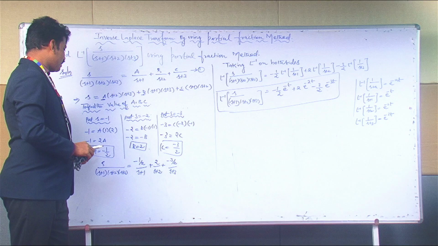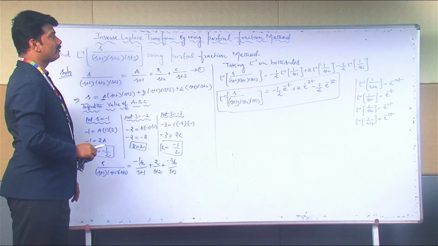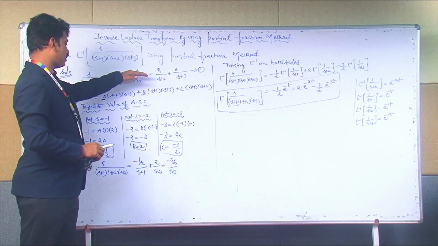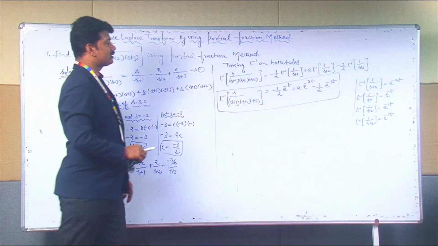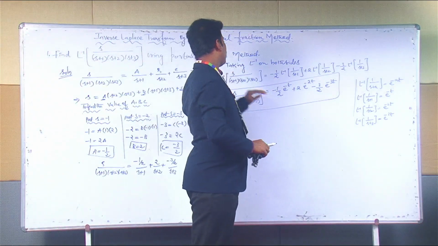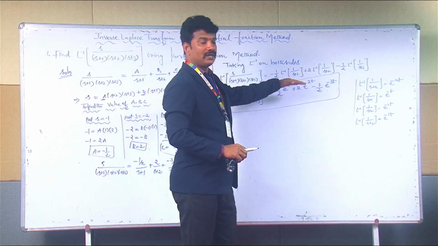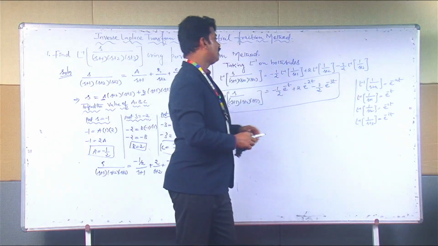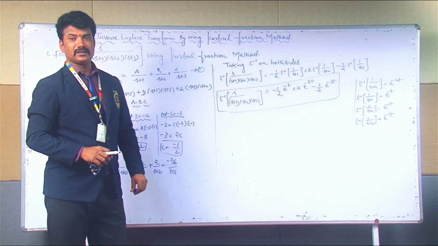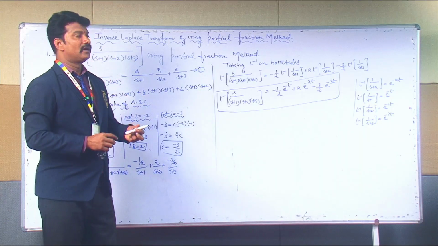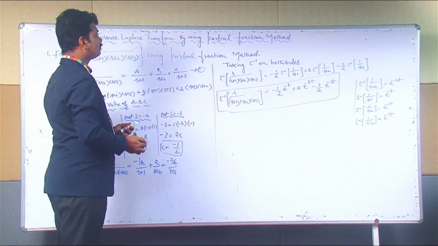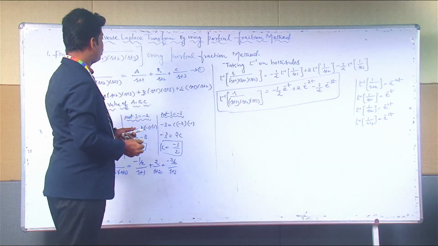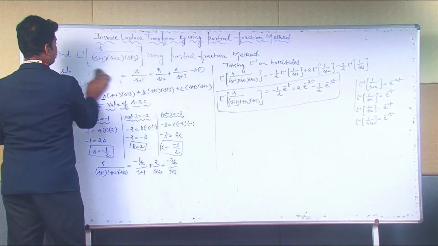So therefore, the A value, B value, C value, you have to substitute in the given equation number 1. If you substitute all the values here and take the inverse Laplace transform by applying this formula, finally we will get this answer. So this is the working procedure to find the inverse Laplace transform by applying the partial fraction method, right?